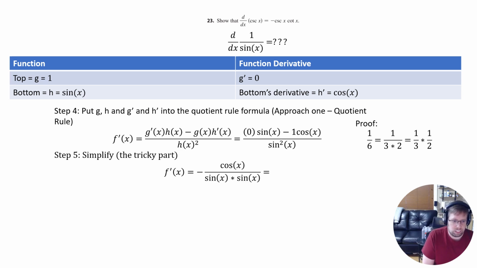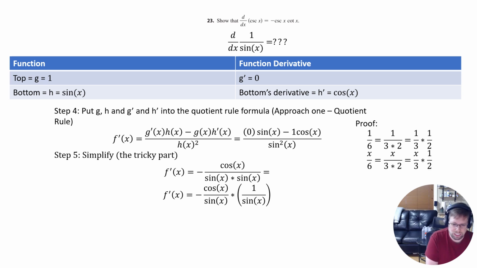So once we simplify, we end up with negative cos x over sine x times sine x. So the question is, how can we split that apart like we did with the 1/6, right? Well, the answer is that we can just make it into negative cos x over sine x times 1 over sine x. And we're basically doing it the same way as before.